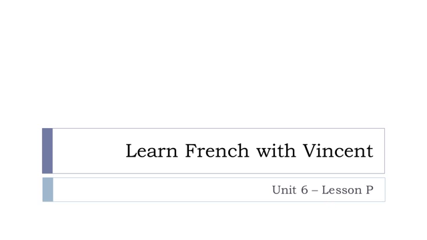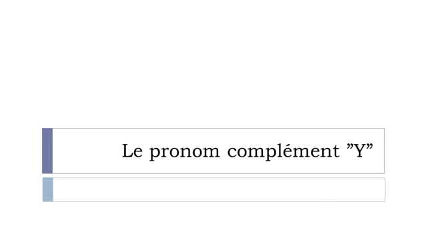This is Unité 6, leçon P, and it's the last lesson for Unité 6. And in this lesson, we'll see together le pronom complément Y. So in the previous lesson, we saw another pronoun, the pronoun en, okay? And in this lesson, we'll see le pronom Y. Well, you pronounce it I, of course.